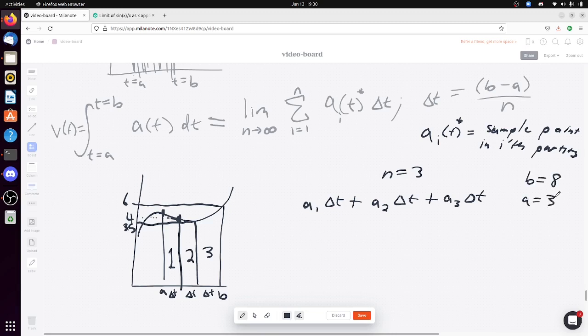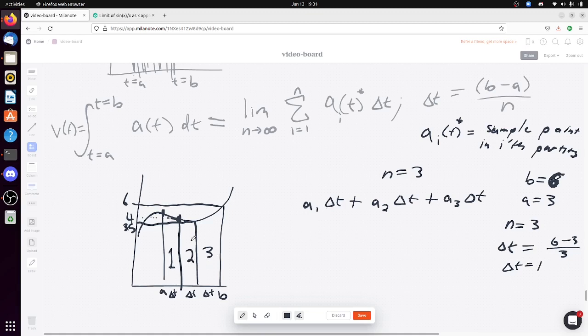Actually, let's just say that b is 6. So that n is 3, and that would mean that delta t, using this definition here, is really just the width of a partition based on a certain number of partitions. It really makes sense. It's just sort of basic. So 6 minus 3 is 3, divided by 3. So we're talking about delta t equals 1 here. So each one of these is going to be 1 wide. That's what we're assuming.